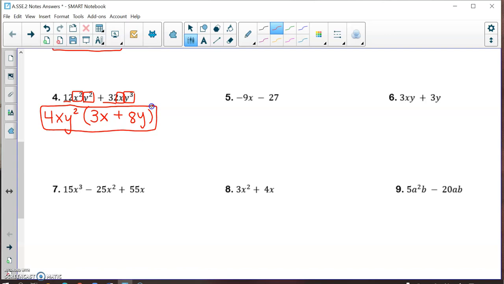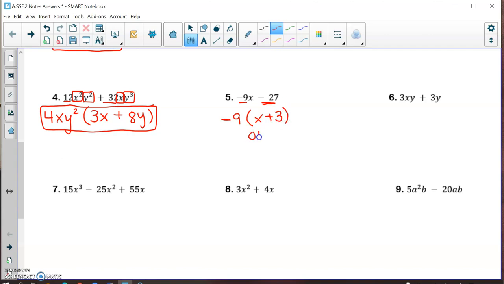Looking at my next one, when you can take out a negative number, if both terms share a minus sign in common, we are going to take that minus sign out. Out of a 9 and a 27, both are divisible by 9. A negative 9 divided by a negative 9 turns into a positive 1x, or just an x. And a minus 27 divided by a negative 9 turns into a plus 3.